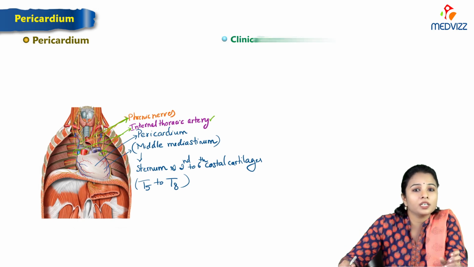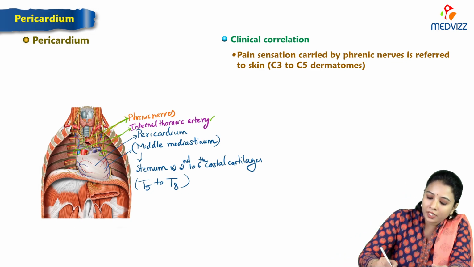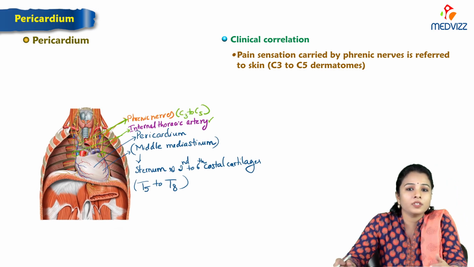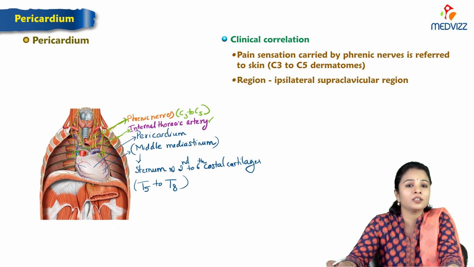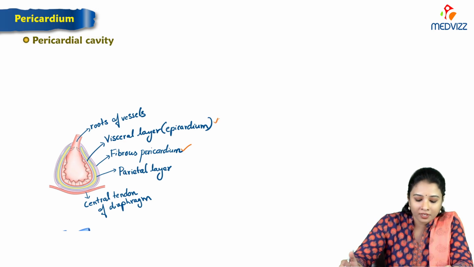So, coming to the clinical correlation, pain sensation carried by the phrenic nerve is often referred to the skin, that is the dermatomes which supply the skin between C3 and C5 segments, because the phrenic nerve root value is C3 to C5. Often the pain is radiated to the ipsilateral supraclavicular region, meaning the same side supraclavicular region. Let's talk about the pericardial cavity.